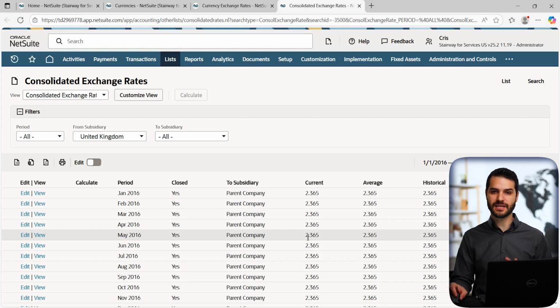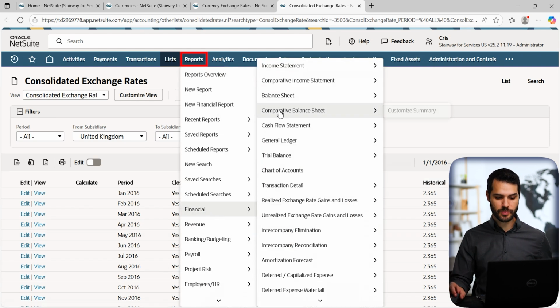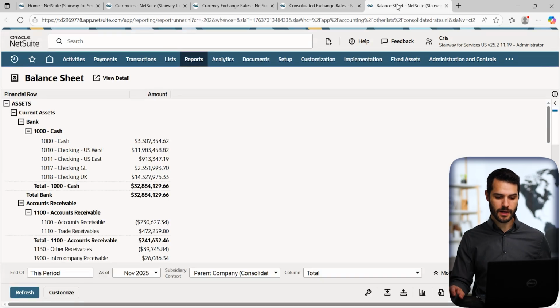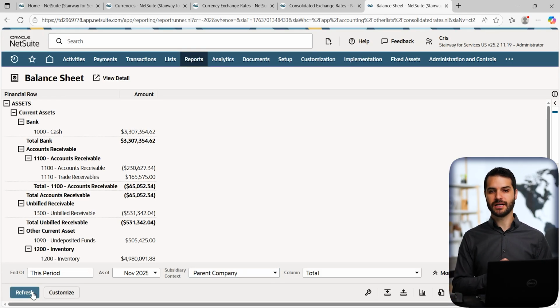Based on the information that's provided here, we can utilize this in our consolidated reporting. So we can come up here to reports. We can scroll down here to financial, and let's open up the balance sheet. We'll come to this, and let's change this for now to just parent company. So if I hit refresh on that, this balance sheet is now just showing us the parent company, which is in US dollars, just the financial interactions and the balance sheet for that one company.